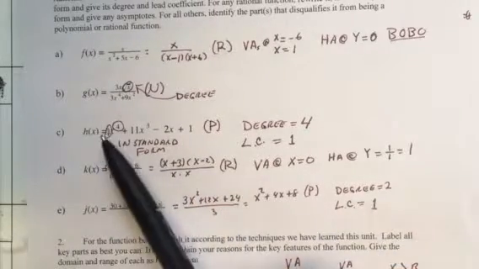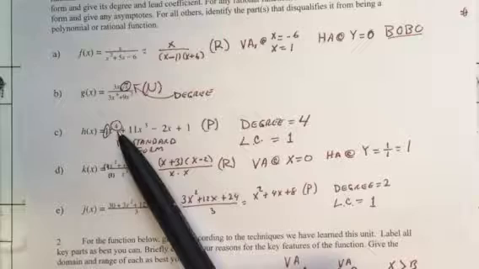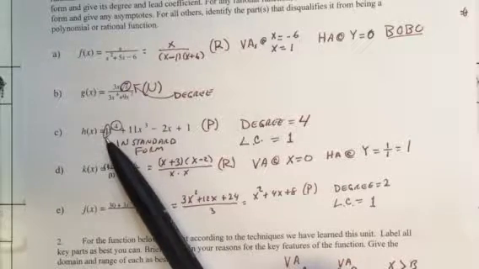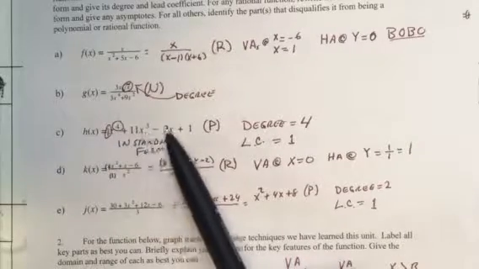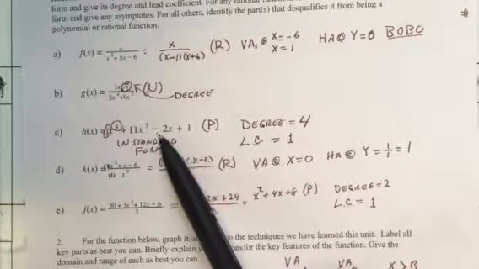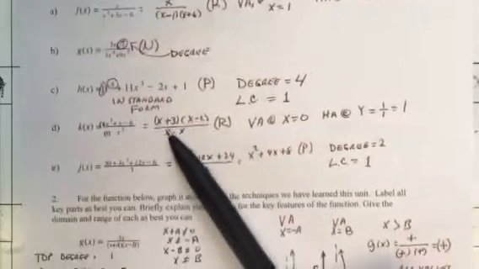Here, this is a polynomial. You can see the degree is 4. The lead coefficient's a little invisible 1. And it's already in standard form, going 4, 3, missing the x squared term, and then 1, and then a number.